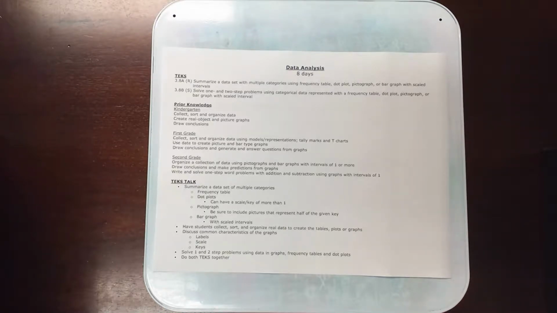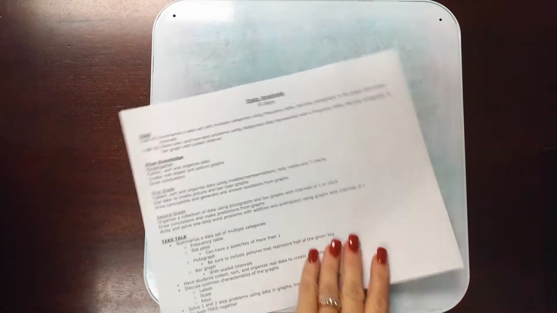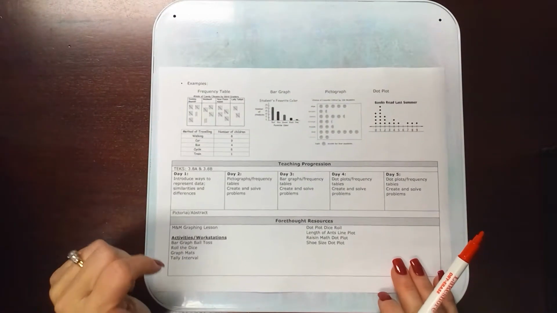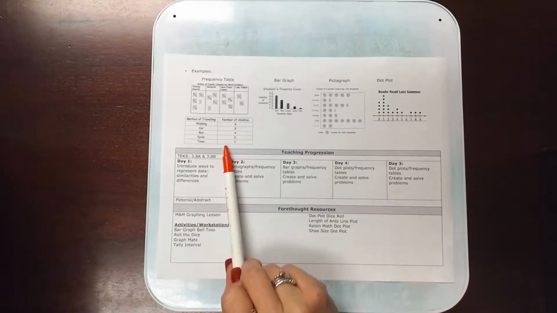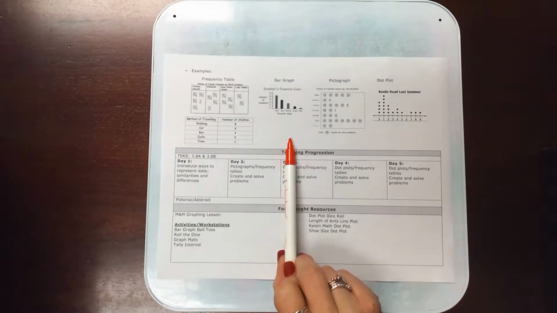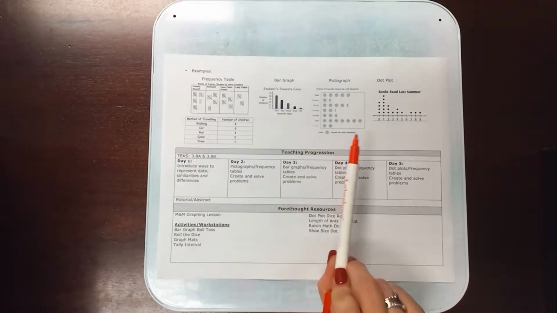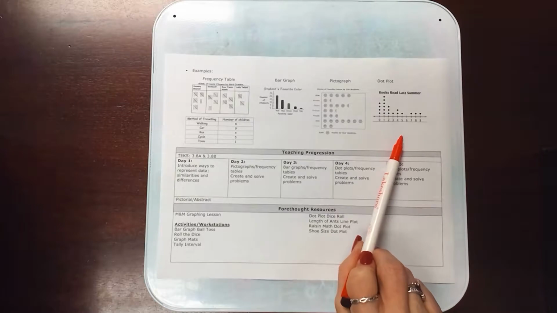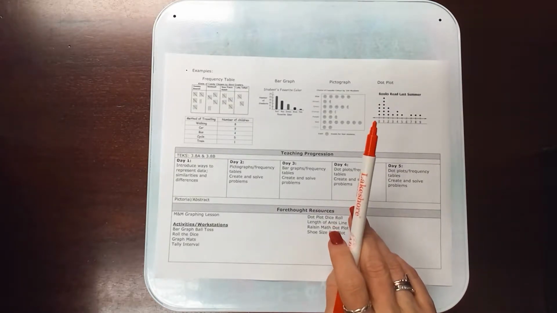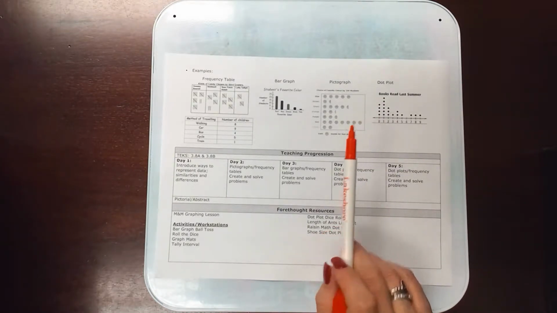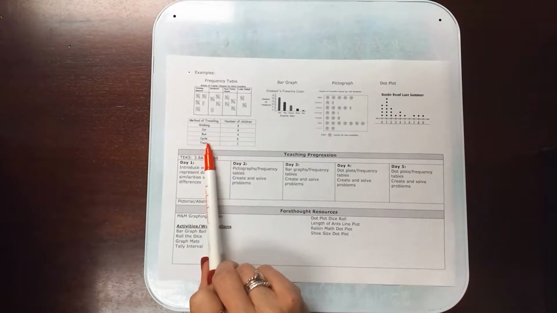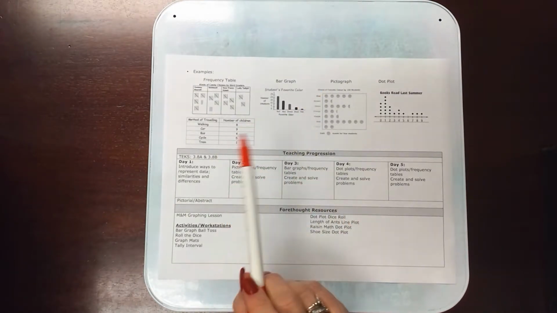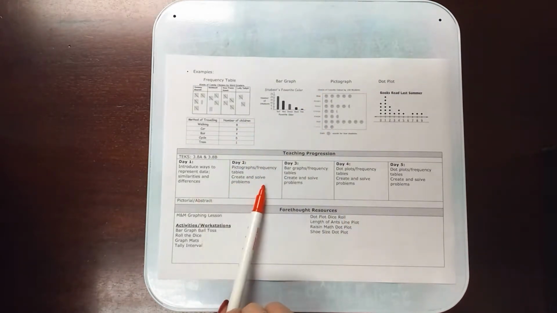Okay, so as mentioned, this year we are going to be looking at data and summarizing it using a frequency table, a bar graph, pictograph, or a dot plot. So the first one we can talk about is a frequency table. This itself is a frequency table.